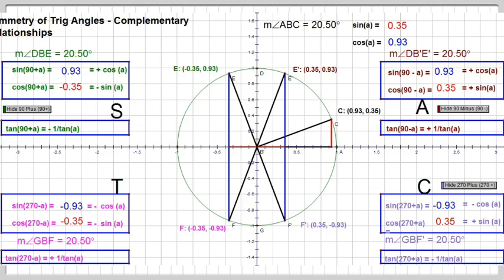Now, I better not start rabbiting on because that'll take up too much time. But that's basically how it all works. You get that? You better watch the video again.